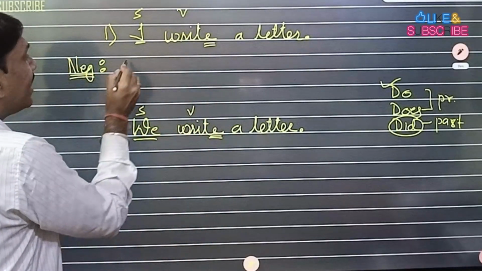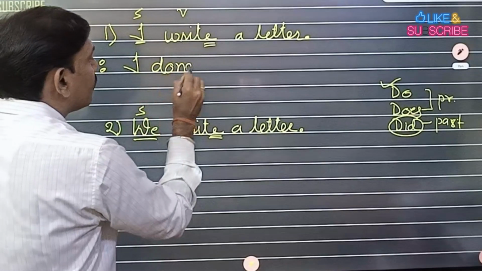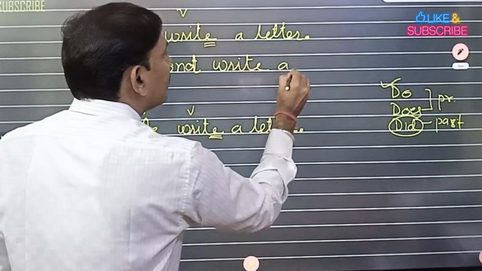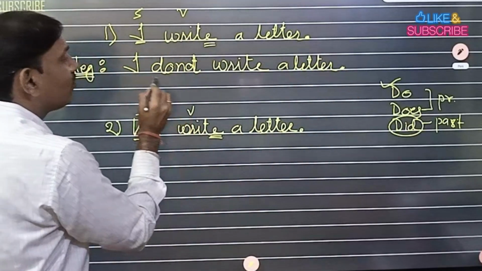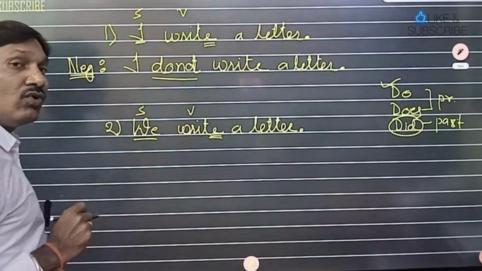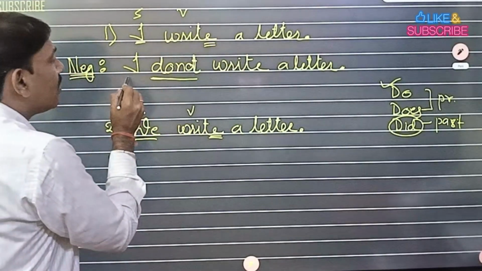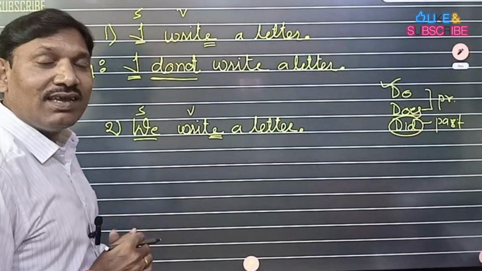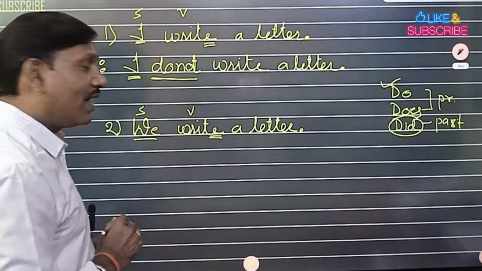Now for example, negative we have to make: I do not write a letter. So very simple, boys. Okay, this is very simple. We just have to use do and add not. Here we have used do because I is in first person. The subject is in first person singular. So we have used it. Okay, understood.